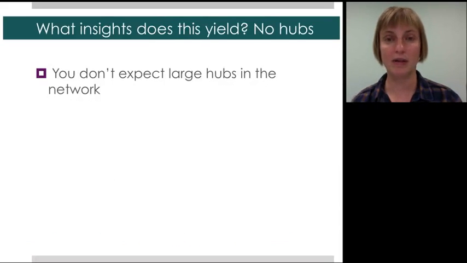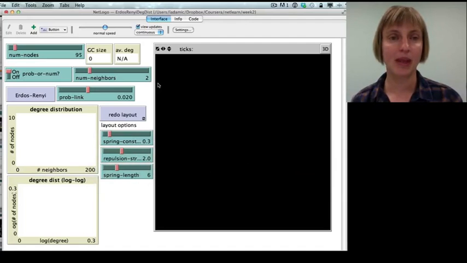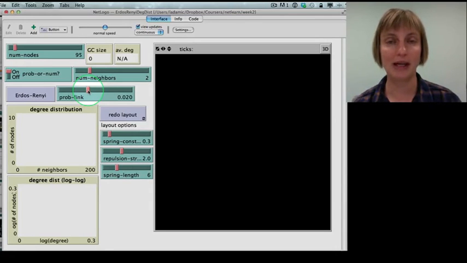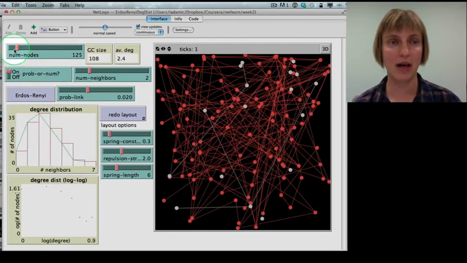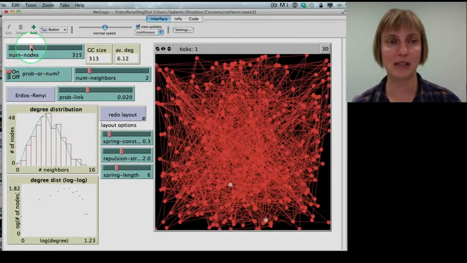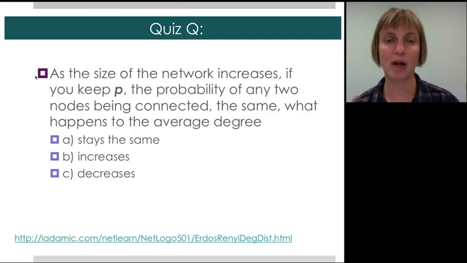And one final quiz for this segment. Going back to the NetLogo model, I would like you to pick some probability of two nodes sharing an edge, and it's your choice, but I'd like you to keep it constant. And then I'd like you to vary the number of nodes, starting with a small network, generating that network, and then increasing the size of the network, the number of nodes, while the probability stays constant, and then answering the following question. Does the average degree stay the same, increase, or decrease?